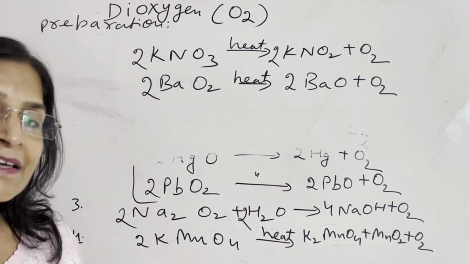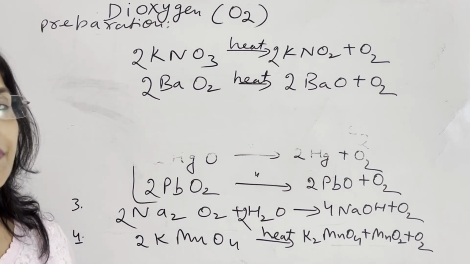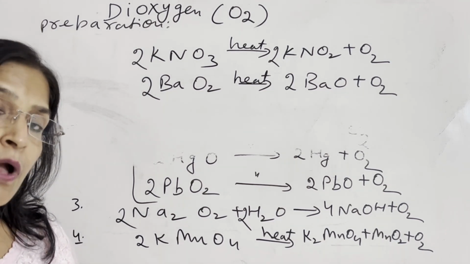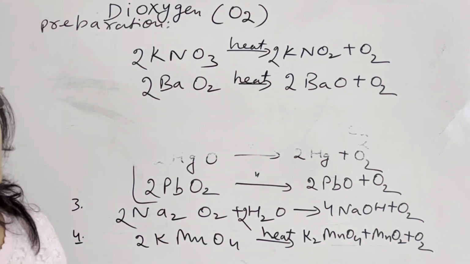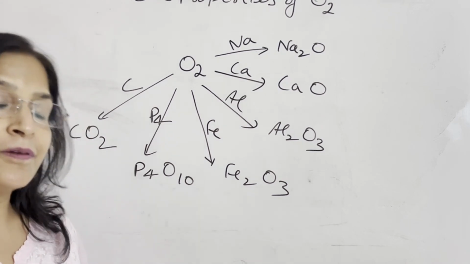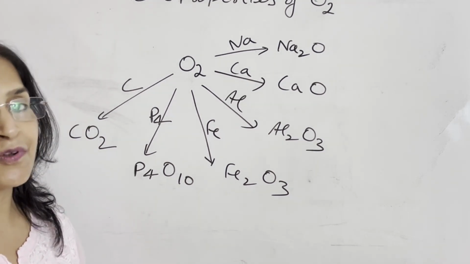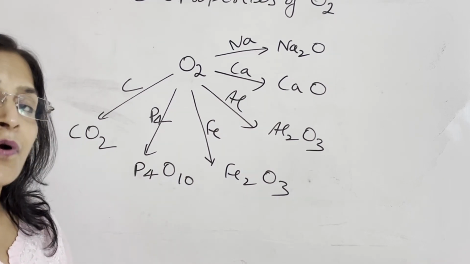Oxygen is a colorless, odorless and tasteless gas. It is slightly soluble in water. Oxygen has 3 isotopic forms and 2 allotropic forms. And oxygen is paramagnetic in nature. Now, chemical properties. Oxygen reacts with almost all metals and non-metals except some noble metals like platinum and gold and some noble gases, and forms oxides.